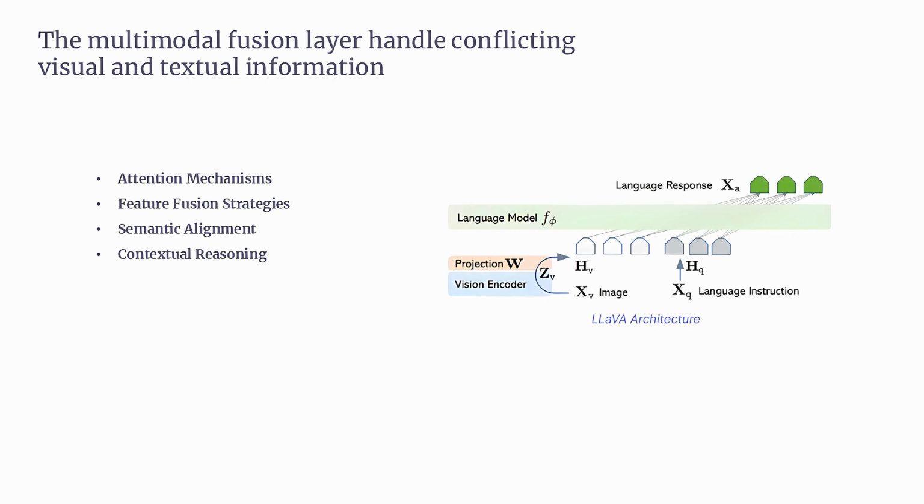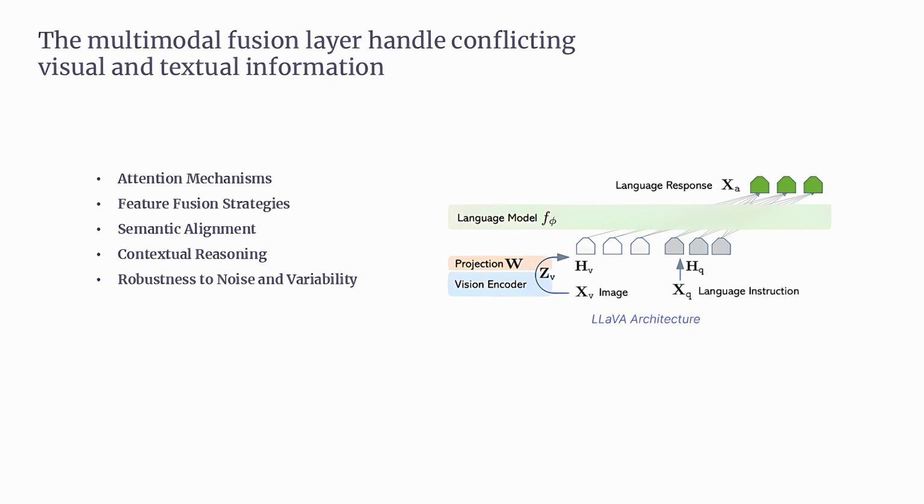The fifth, robustness to noise and variability. The fusion layer is also designed to handle the inherent noise and variability in multimodal data. The model uses techniques like dropout during training and robust feature extraction methods, making it more resilient to inconsistencies between visual and textual inputs.